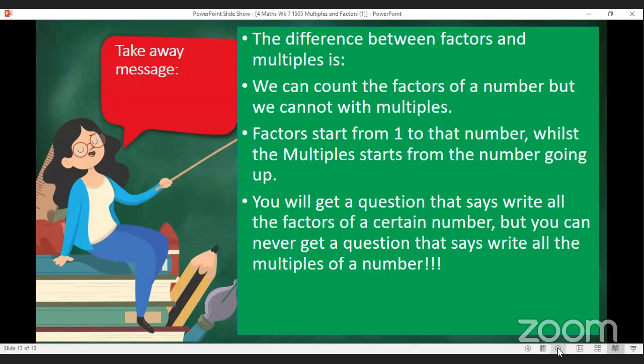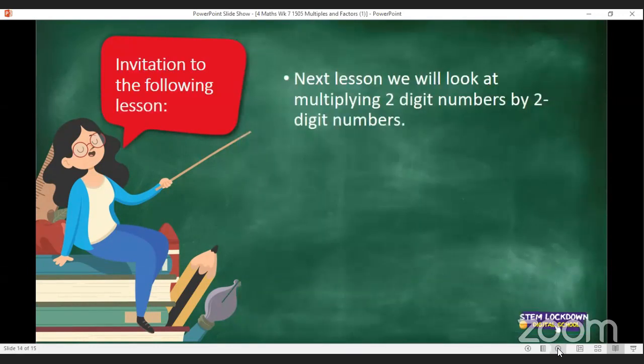So never confuse them. Grade 4, if you get the factors and multiples now in grade 4, when you go to grade 5 and grade 6 and grade 7, up until grade 9, you are not going to struggle with factors and multiples. So this brings us to the end of our lesson.